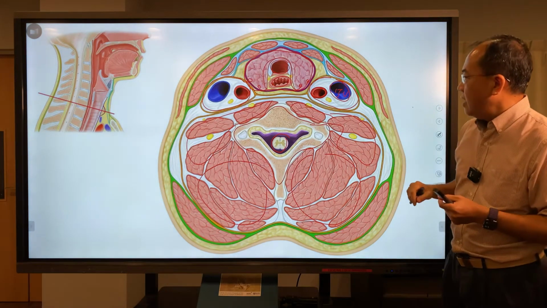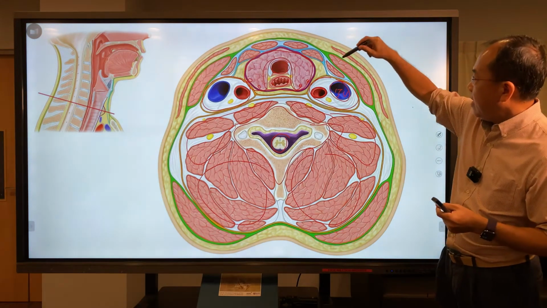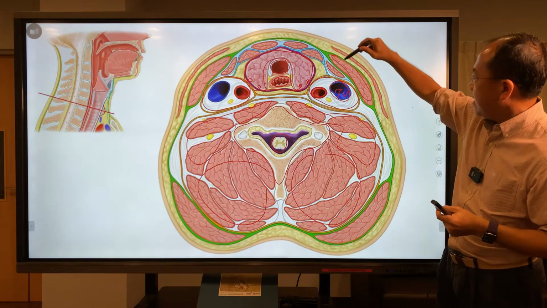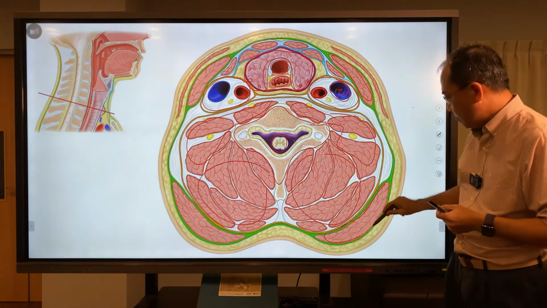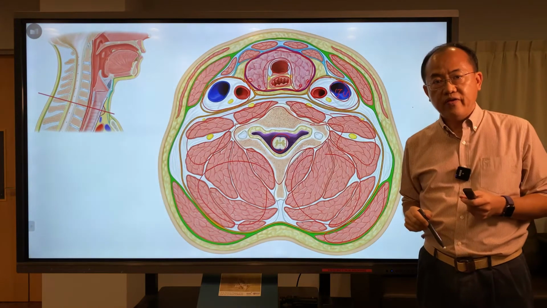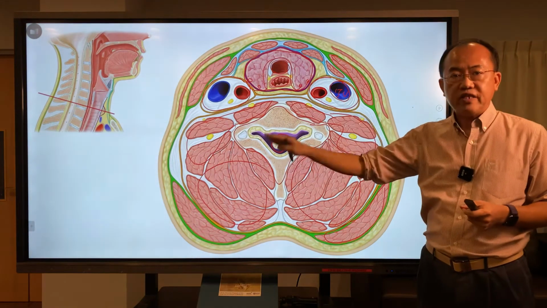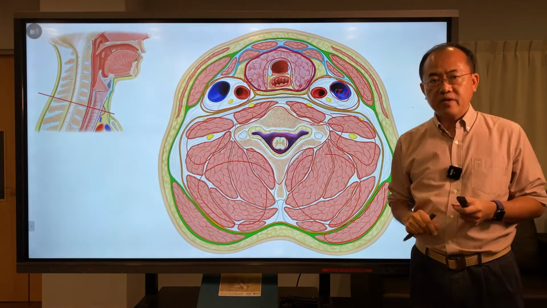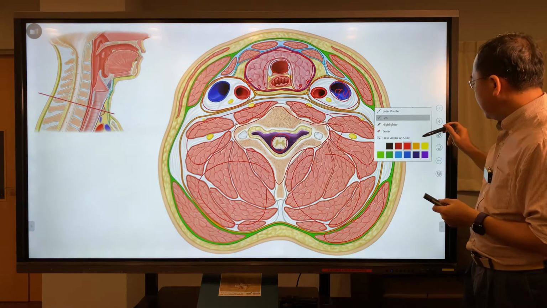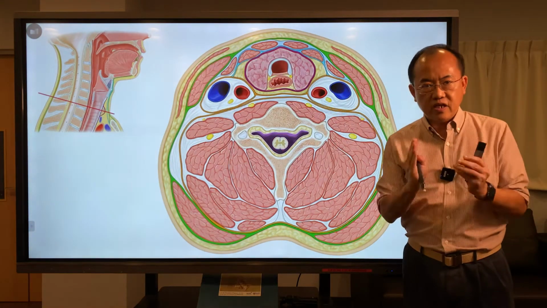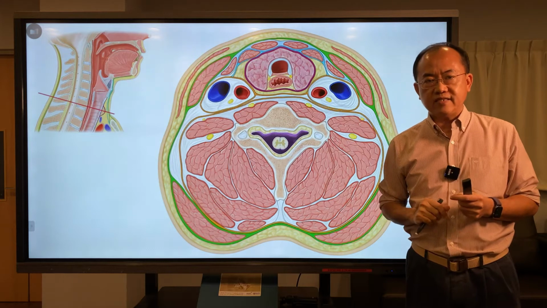Right, and after that, superficial to that, there'll be some muscles that form the wall, and so forth. So that will be the general arrangement of the structures within the neck. Let's reorientate this one. Supposing you are doing a dissection.